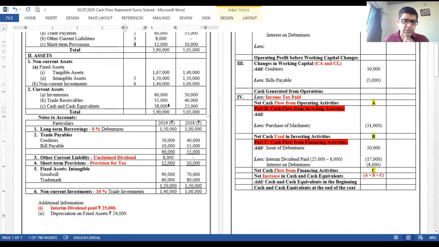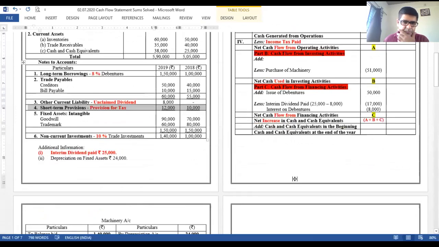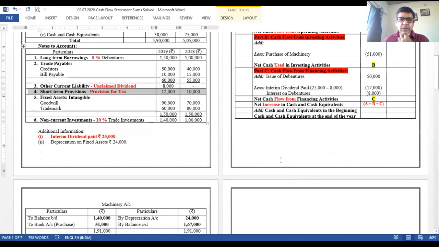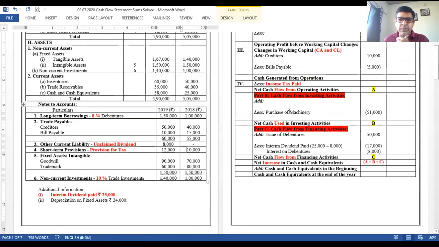Short-term provisions, note number 4, the provision for tax. Now, provision for tax is again another very, very important account. Over here, we can see that the opening and the closing balance has been given. Apart from that, we don't have any other information. So what is the assumption over here? The provision for tax opening balance, that's 10,000 over here. I'm talking about this amount, 10,000. This 10,000 must have been paid during the year. So when you talk about taxes paid during the year, I'm sure you all remember that's the fourth part of operating activity. I'll have to deduct this amount, less income tax paid.